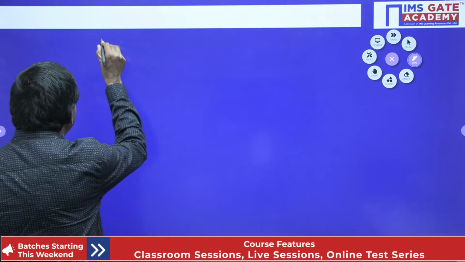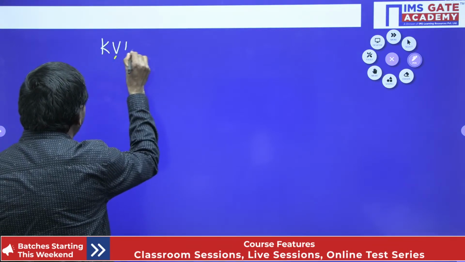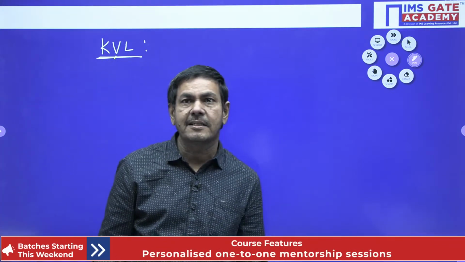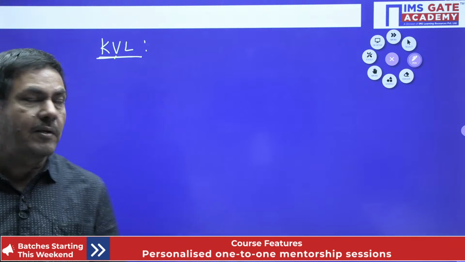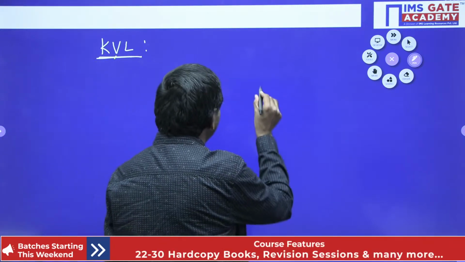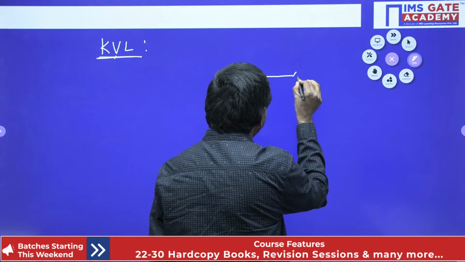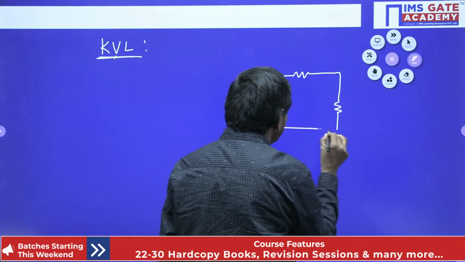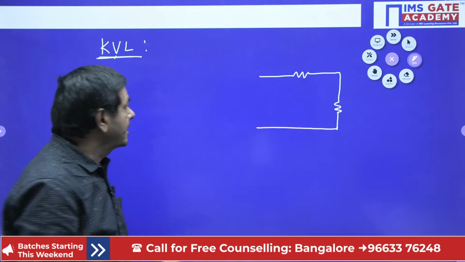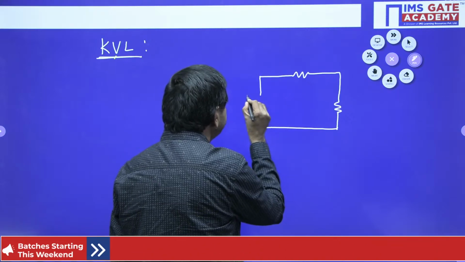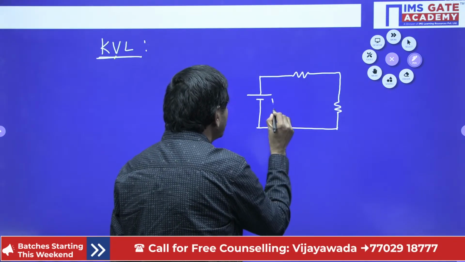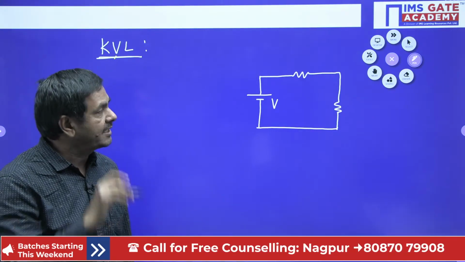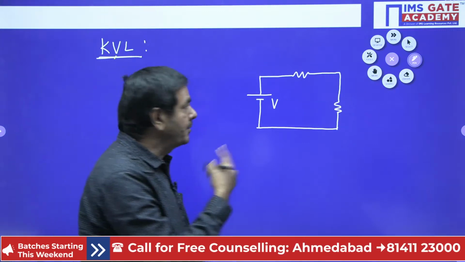KVL, Kirchhoff's voltage law. How to apply this KVL? What is that KVL? We can see it now. Suppose I have drawn any network, any closed network, like this. One series circuit I have drawn, connected with a voltage source V only. Any number of resistors or inductors or capacitors you can connect in the network, then it is applicable here.